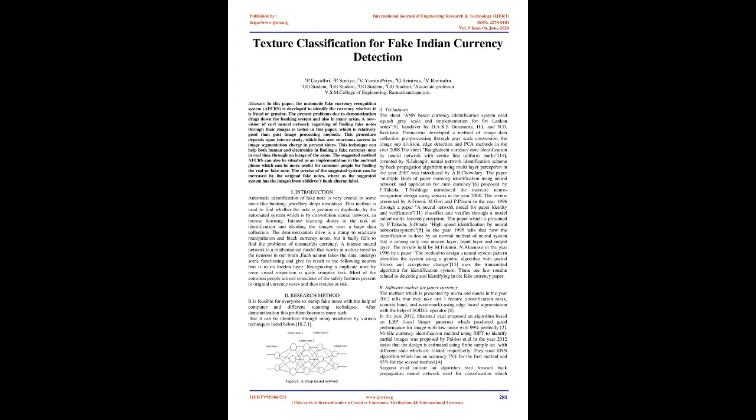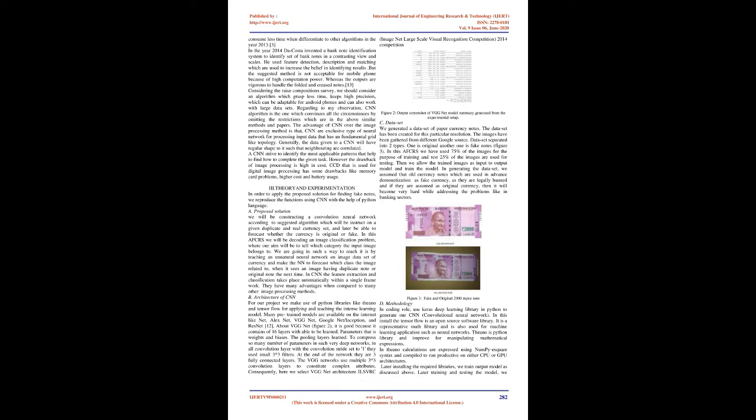The review held by M. Fukumi and N. Akamatsu in the year 1996, through a paper The method to design a neural system pattern identification system using a genetic algorithm with partial fitness and acceptance change, 15, uses the genetic algorithm for the identification system. These are a few works related to detecting and identifying fake currency paper.